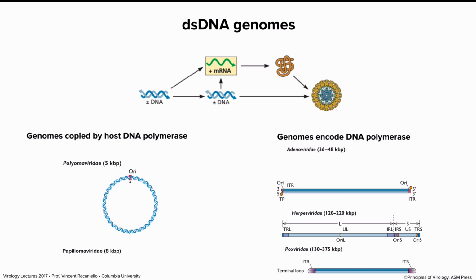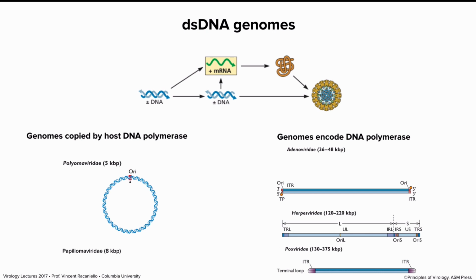They don't need the host DNA polymerase to replicate, although DNA replication doesn't involve just the DNA polymerase. There are lots of accessory proteins that are involved as well, and these viruses don't encode all of them, so they are dependent on the host for some of them. These include the adenoviruses, 36 to 48 kilobase pairs of double-stranded DNA. The herpes viruses are 120 to 220 kilobase pairs, and the pox viruses are even bigger.